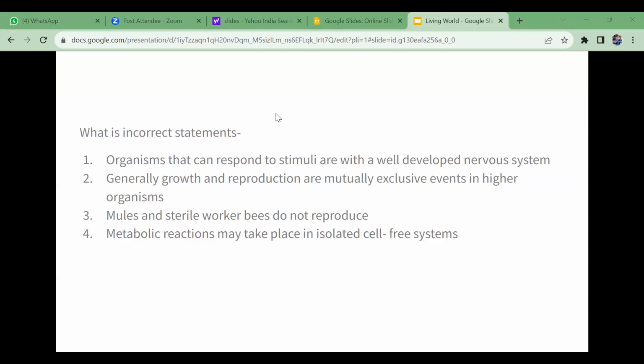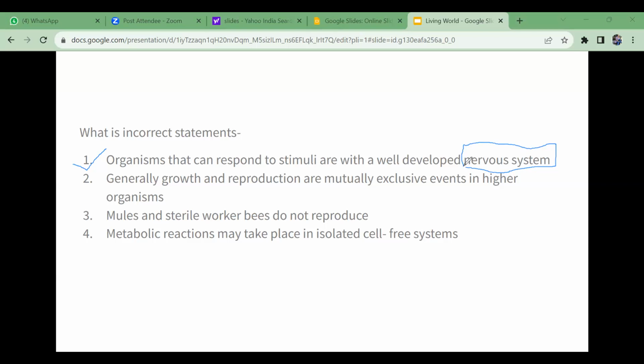So the answer is option 1. People are getting confused with option 2. Why is this option wrong? See, even the amoeba shows a response to an external stimulus. Does that mean it has a nervous system? We see a nervous system in Coelenterata. Coelenterata is the first organism to show a nervous system. Nerve cells will be seen.